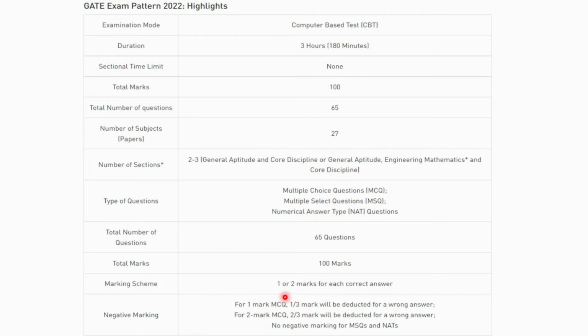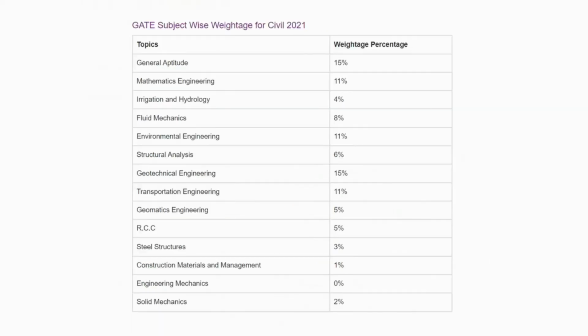The marking scheme is 1 or 2 marks for each correct answer. There will be negative marking. For a 1 mark MCQ, 1/3 mark will be deducted. For a 2 mark MCQ, 2/3 mark will be deducted for a wrong answer. As I mentioned earlier, there is no negative marking for MSQ and NAT. So these are the subject wise weightage.